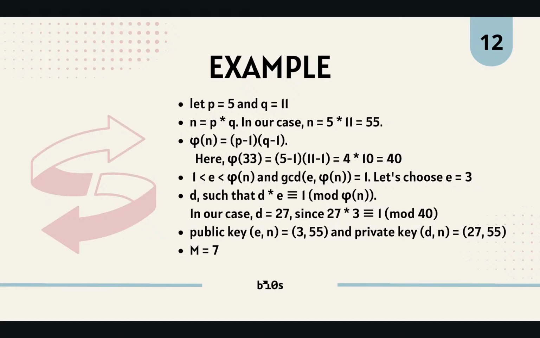We make the public key, e comma n, which is 3 and 55. e is the exponent, n is the modulus, and the private key is just d. You might also write d and n together, it's fine. d is 27 and n is 55. So let's say you want to encrypt the message m equal to 7.